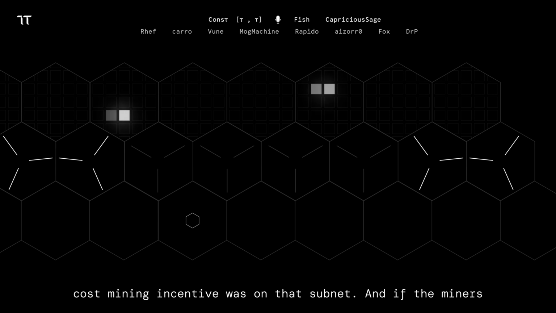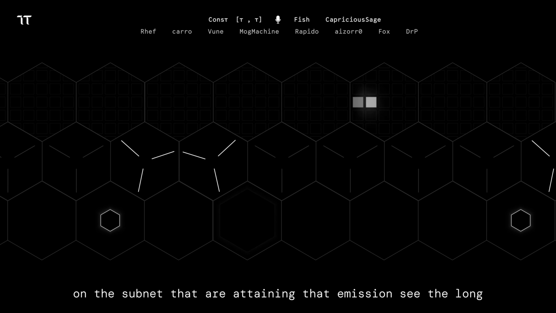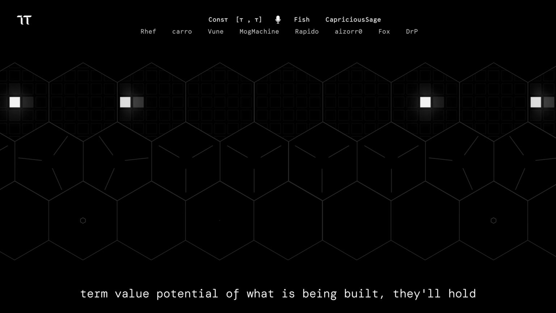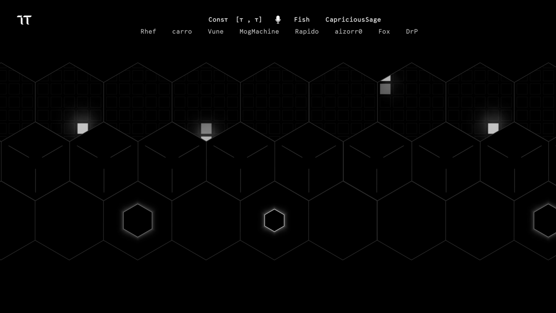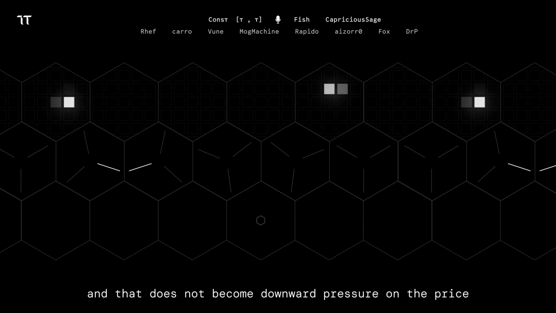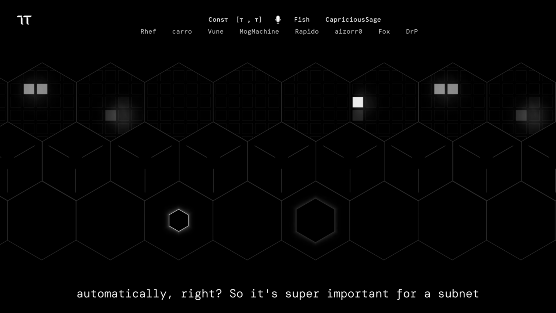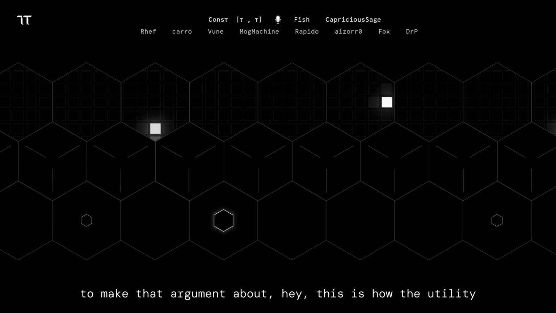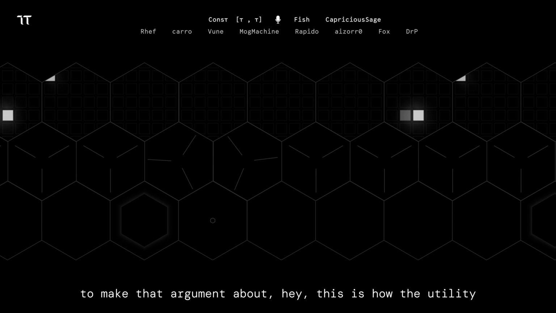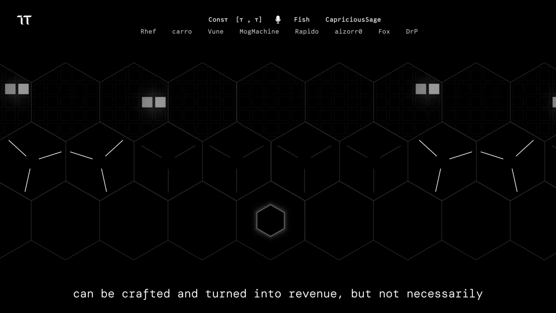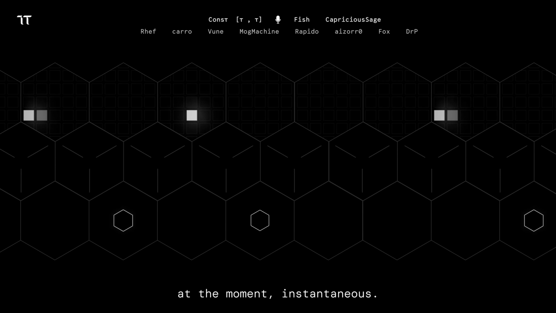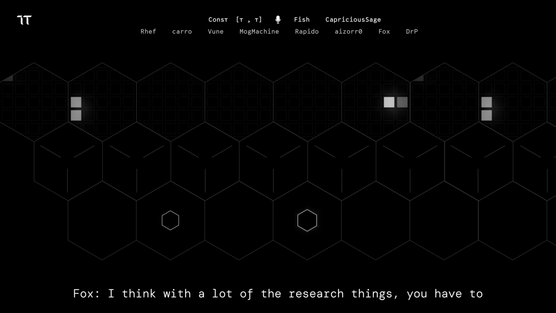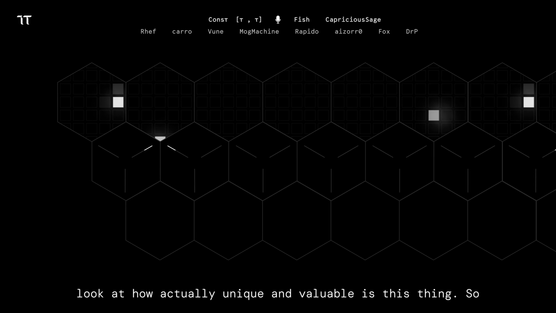And if the miners on the subnet that are attaining that emission see the long-term value and potential of what is being built, they'll hold, and that does not become downward pressure on the price automatically, right? So it's super important for a subnet to make that argument: hey, this is how the utility can be crafted and turned into revenue, but not necessarily instantaneously at the moment.